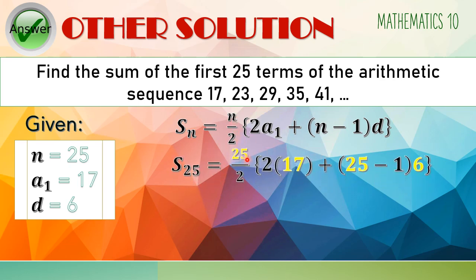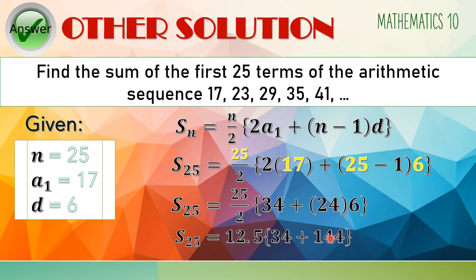So we have our n, which is 25, a sub 1, which is 17, n is 25 as well, and d, which is 6. And so, of course, applying the PEMDAS rule, we need to perform the indicated operation first here inside the braces, guys. So we have 2 times 17, it's 34, and we have 25 minus 1, it's 24. And of course, let's multiply first 24 by 6. You would have 144, then combine with 34. And lastly, let's multiply it with 25 divided by 2, or the simplified form of that, which is 12.5.